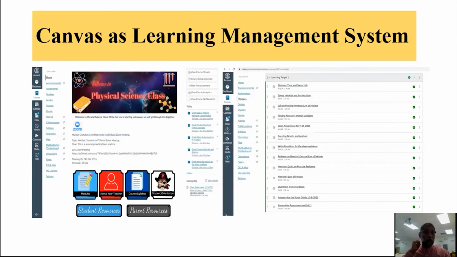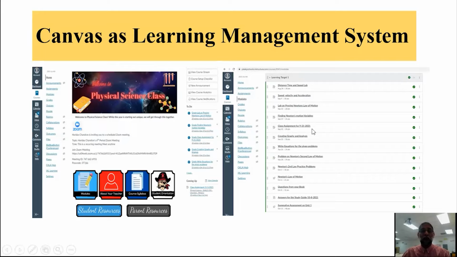So we used Canvas as a learning management system. They have created a home for my physical science class, where you have modules about the teacher, which give information about the teacher and also the syllabus, and some of the information that they would like to know when coming to the class or before, that they can check.